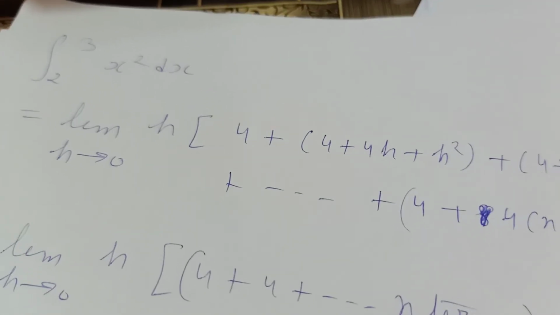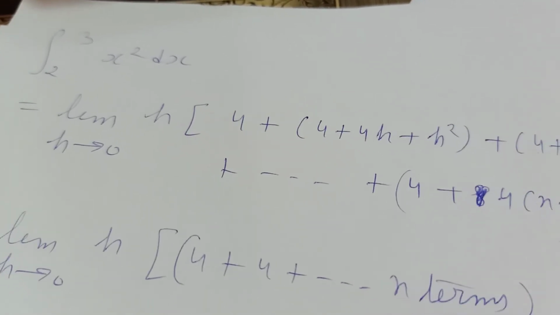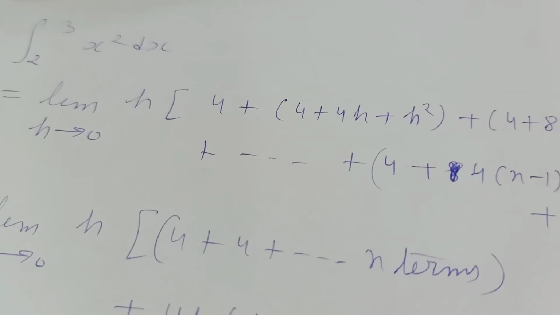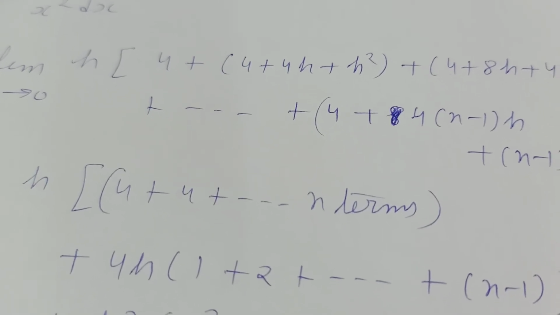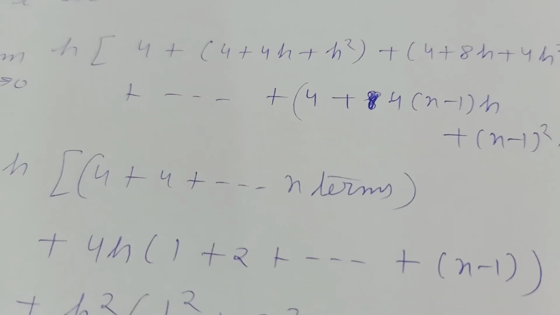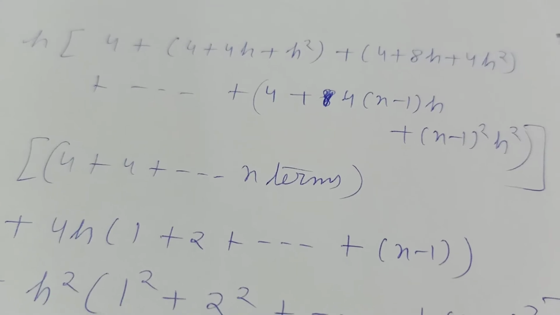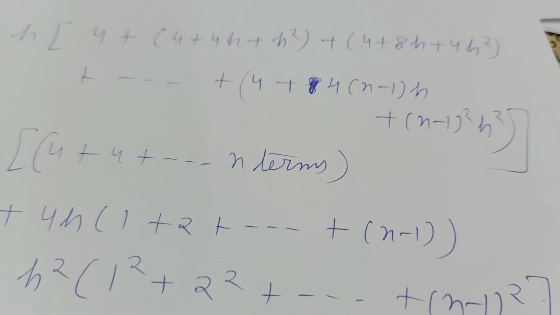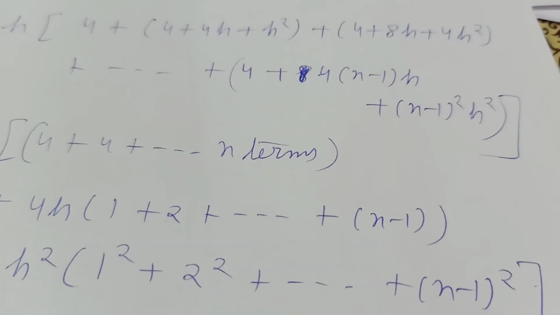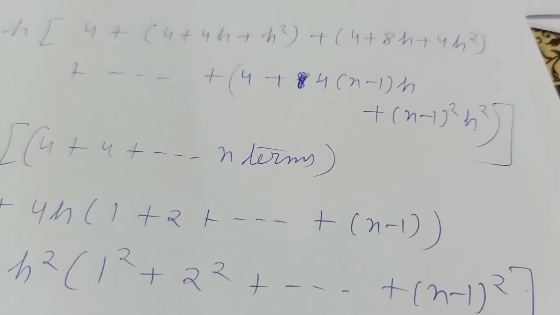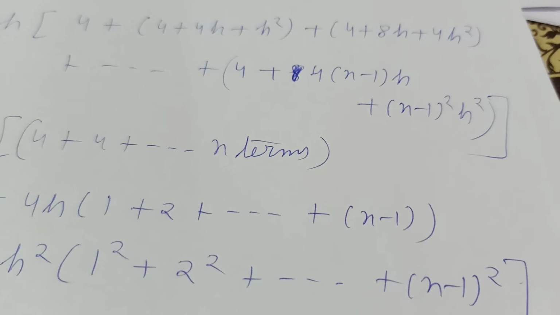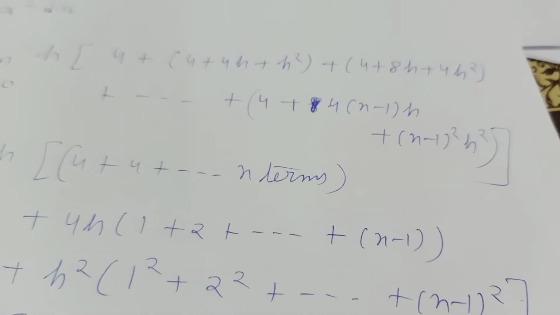So integral 2 to 3 x square dx equals limit h tends to 0 of h times: 4, which is the value of f(a); then 4 + 4h + h square, that is f(a+h); then 4 + 8h + 4h square, that is f(a+2h); and finally 4 + 4(n-1)h + (n-1) square h square, that is the value of f(a+(n-1)h).